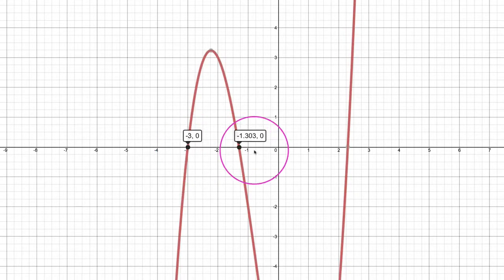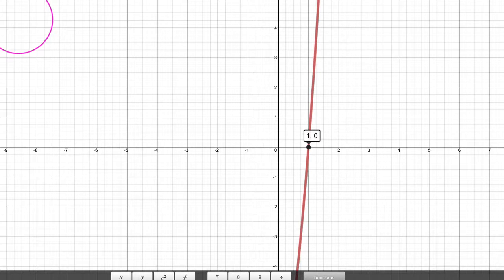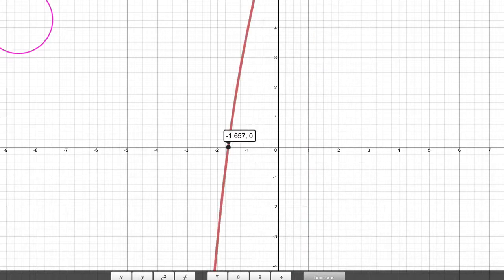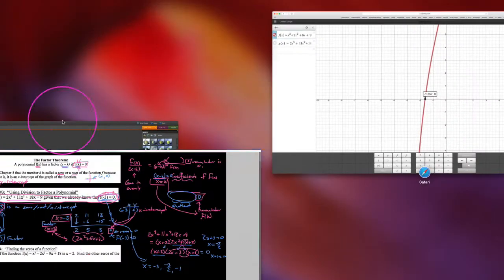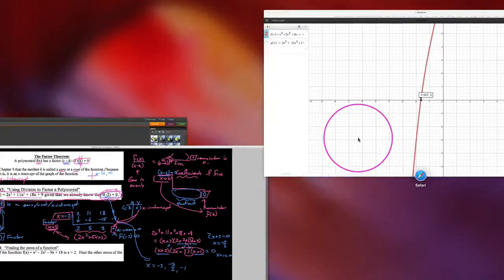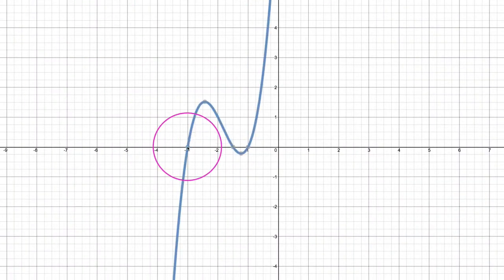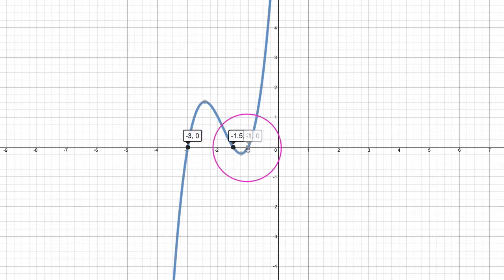I did just make a graph of this a minute ago, and it looks like -3 was one of our intercepts. Actually, I typed this in wrongly here. This is a plus, and this is a plus. So I can fix these really quickly. Actually, I was looking at the wrong function. I was looking at this one right here, and I typed that in as this one. Okay, so much better. So we have -3, -3 halves, and -1 as our zeros on this one. You can see that those are actually the x-intercepts.